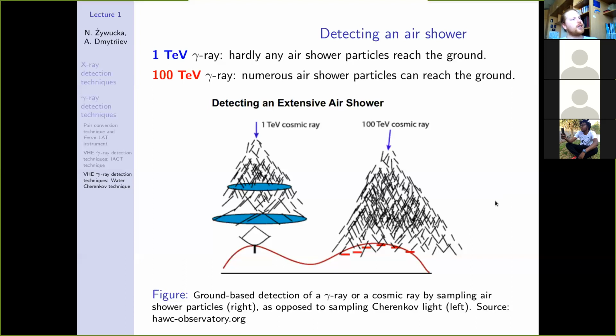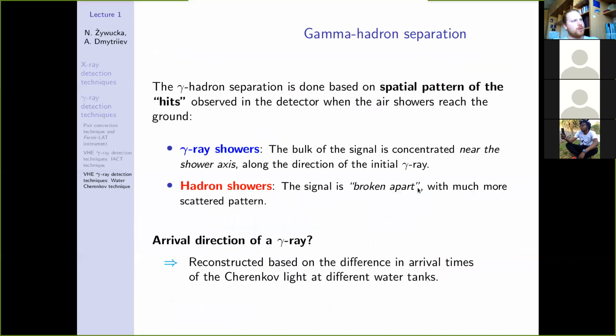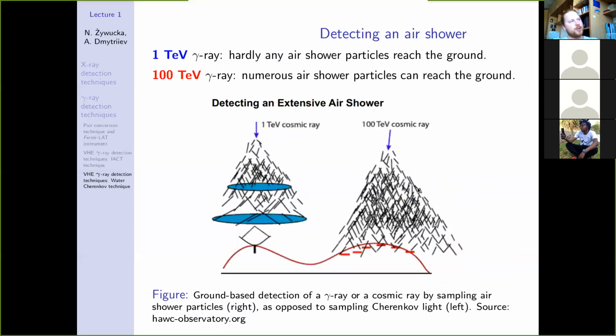So the technique that I'm talking about today is to directly measure the particles which are falling on the ground, from the cascade. And by detecting these particles, we can reconstruct the properties of the primary particle, like arrival direction and energy. So as you can already see from this sketch, this technique has already a major drawback, because you can only start seeing showers on the ground from much higher energies than for the Imaging Atmospheric Cherenkov Telescope.